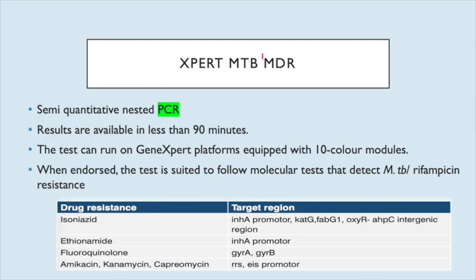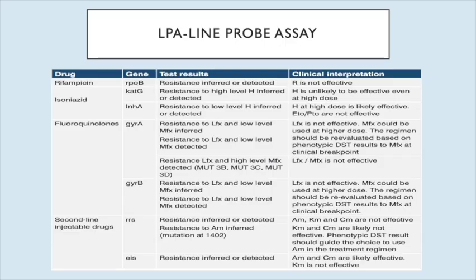Let's come to the newer test, Xpert MTB XDR. Just one slide on this test. It's also PCR based. It gives rapid test results. It can be used on already existing machines if they are equipped with 10 color modules. So it will be incorporated pretty soon. And in addition to rifampicin resistance by Xpert MTB/RIF, this one will give us resistance data on isoniazid, ethionamide, fluoroquinolones, as well as injectable aminoglycosides.